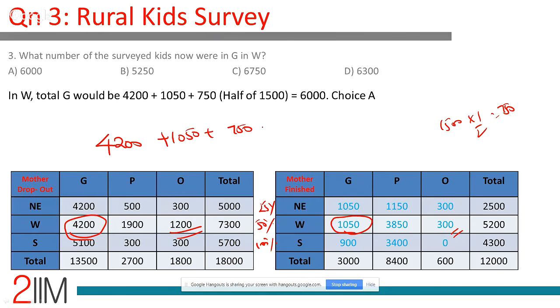1800 plus 4200 is 6000. Choice A. Done. Once you've got that 25, 50, 100, you're walking this question.